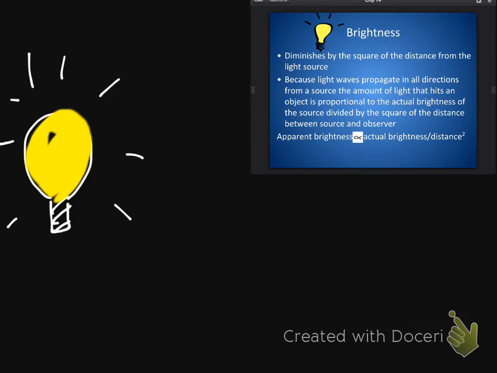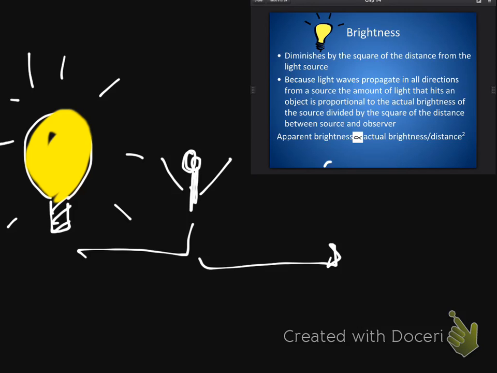Just like with sound, if you recall, intensity varied by what in terms of distance? The square of the distance from the sound. Light does the same thing. So if we are here and we move to here, the light is not half as dim, it is 4 times as dim. So it diminishes with the square of the distance from the light source. And it's really similar to the way sound is treated.